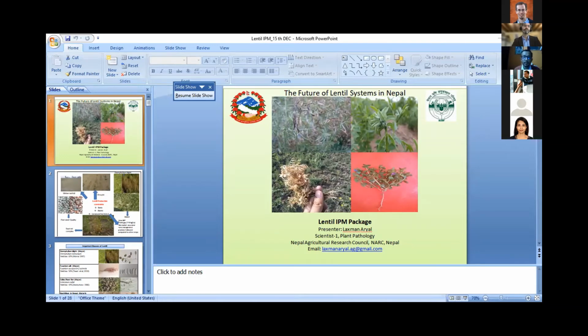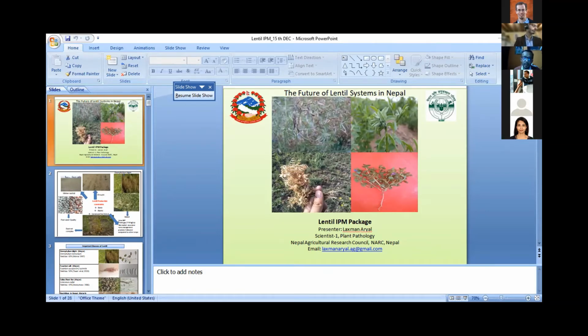Yeah, this is the lentil production constraint I'm going to show here. Majorly, lentil is a very risky crop, and as the earlier presenter also mentioned, there is a huge yield gap in lentil production. So I am just pointing out the major constraints for lentil production in Nepal. Firstly, I would like to point out the biotic factors.